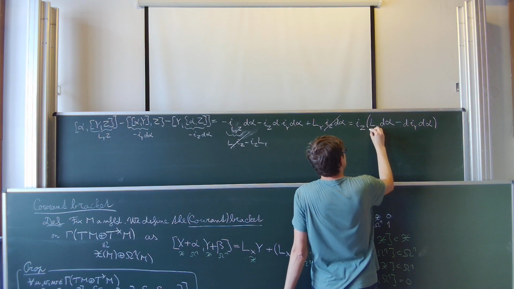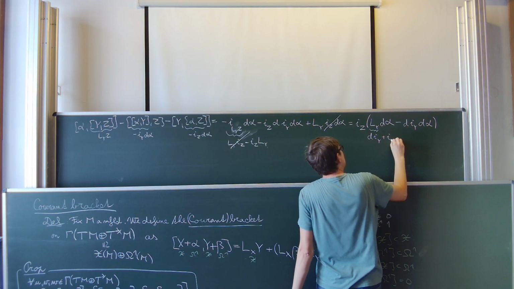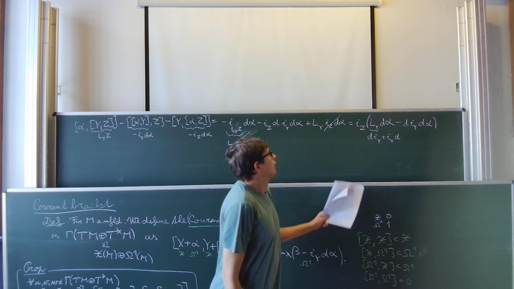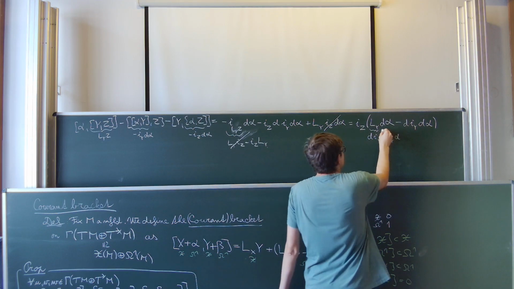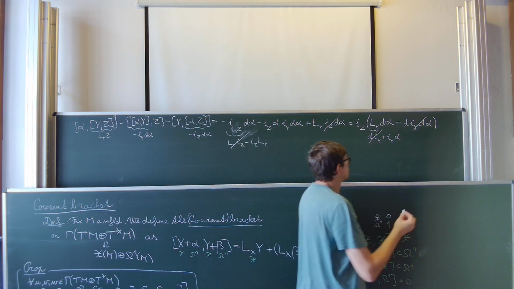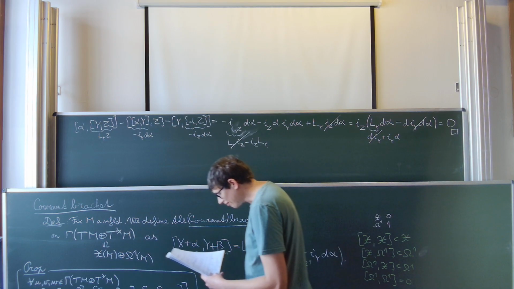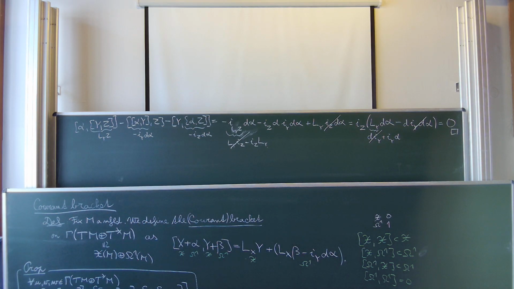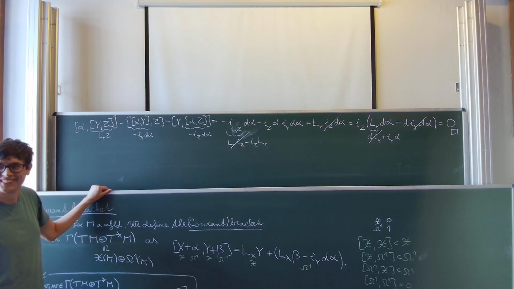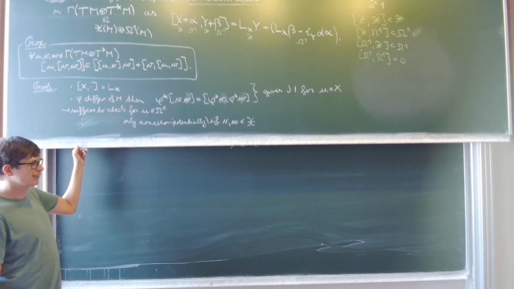But now again, using Cartan's magic formula, this is just d I Y plus I Y d. The first term cancels the term there. And why is this thing 0? Because we get this square thing. So this is the end. So now everyone's persuaded that this is a reasonable object.